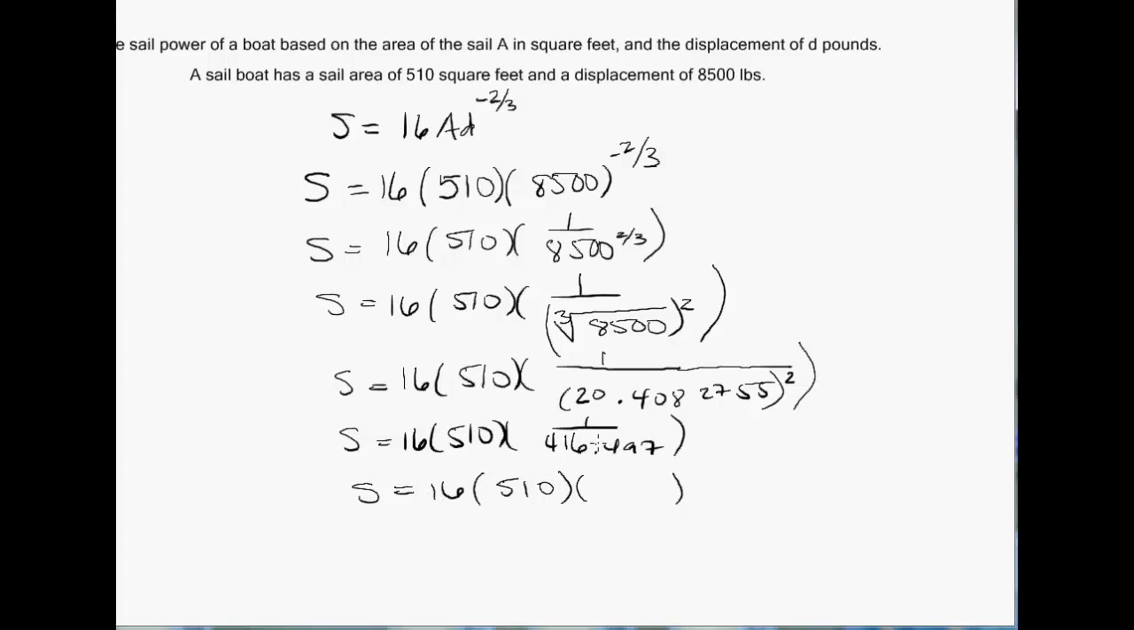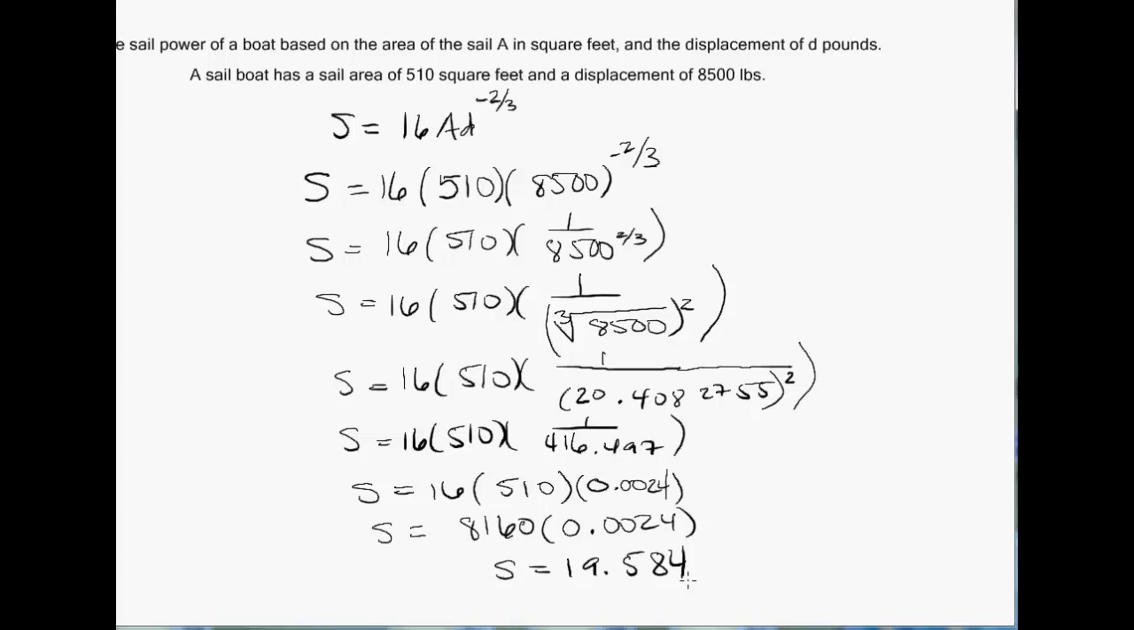But first, I'm just going to convert this fraction to a decimal to make it cleaner. You could just leave it as a fraction and then multiply it, but I think it'll be a lot cleaner if we just right away convert it to a decimal. So I'm just going to go out 4 decimals there. Now we're going to multiply from left to right. So 16 times 510 is 8160, and then 8160 times 0.0024 is going to be 19.584.